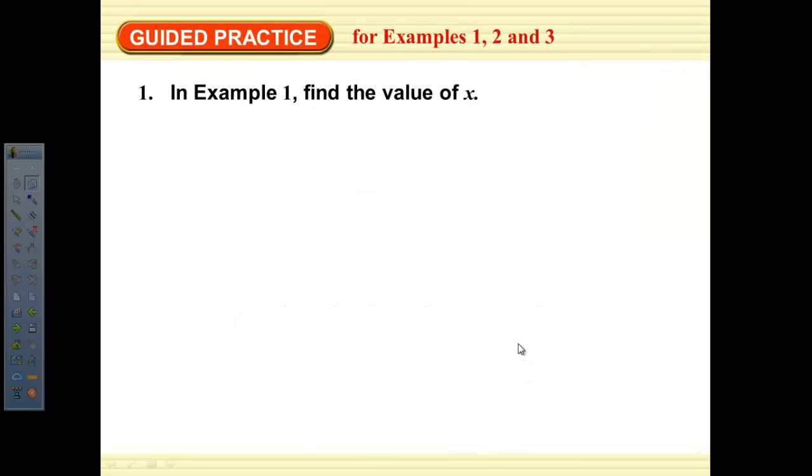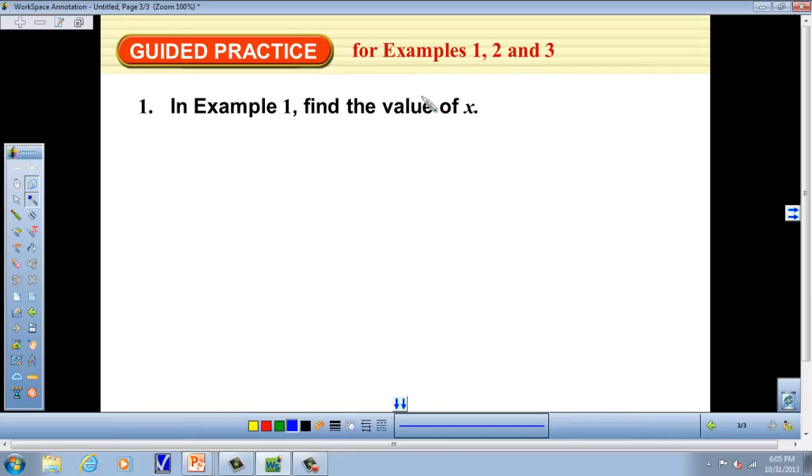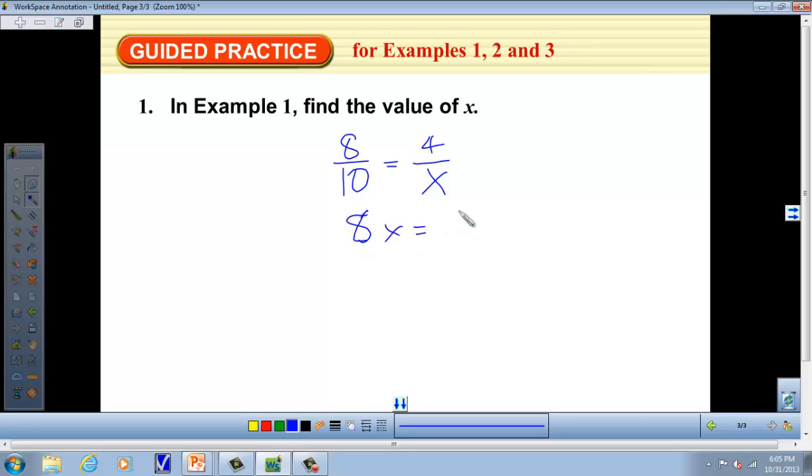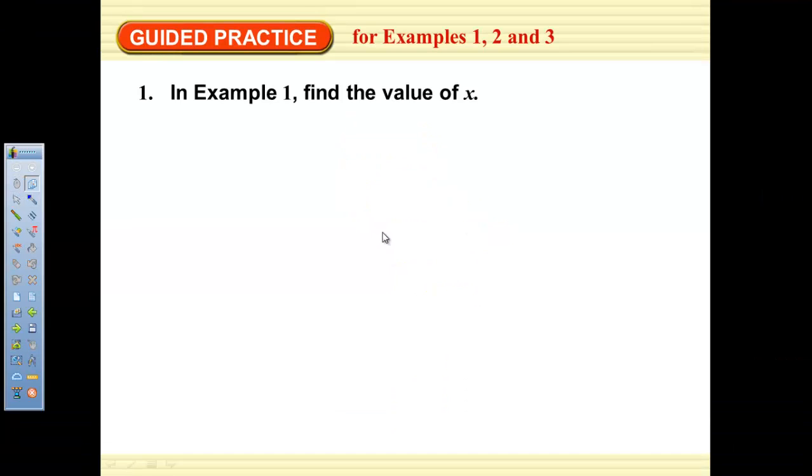And for this last one, we're going to take the proportion that we had from example 1, which I believe was 8 over 10 equals 4 over x, and we could use any of those examples, we'd still get the same answer, but we do cross multiplication here. We would get 8x equals 40, and dividing both sides by 8, we would get x equals 5. So our answer there is 5.